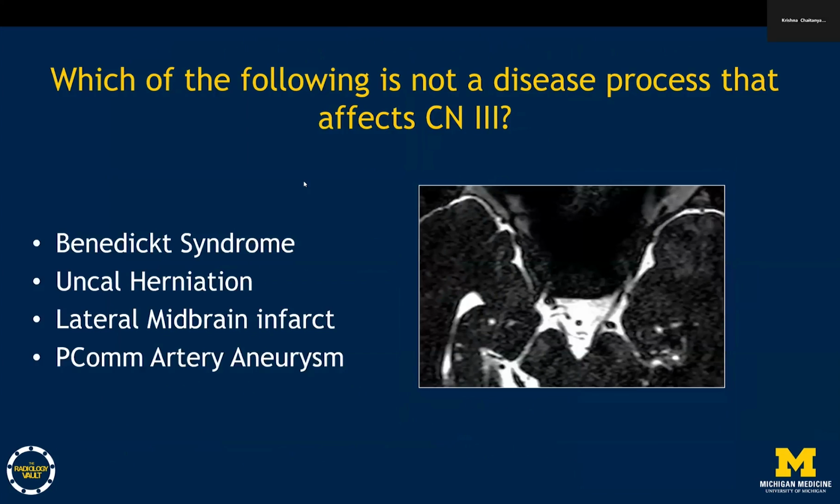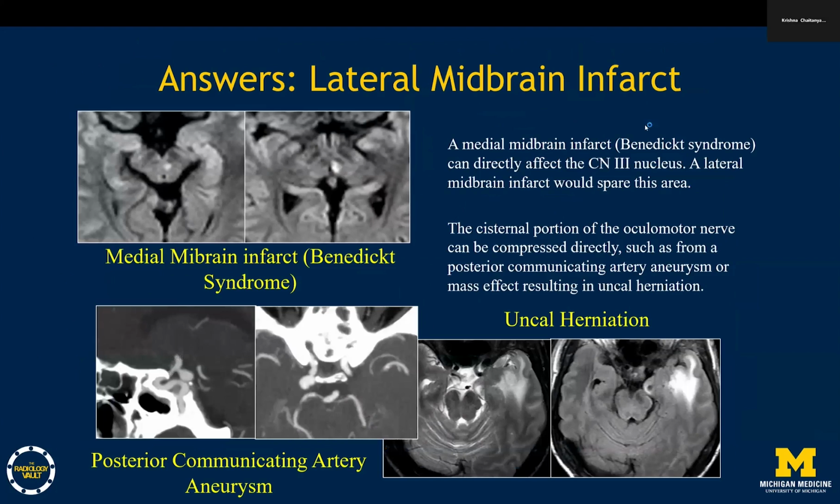Next question, which of the following is not a disease process that affects cranial nerve 3? Benedict syndrome, uncal herniation, lateral midbrain infarct, or PCOM artery aneurysm. And here's the cranial nerve 3. Answer is a lateral midbrain infarct.